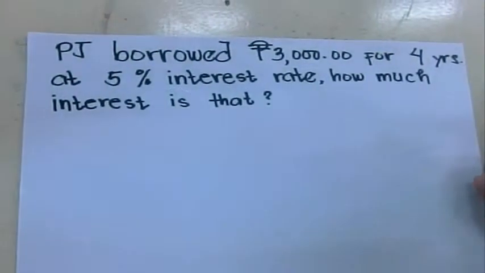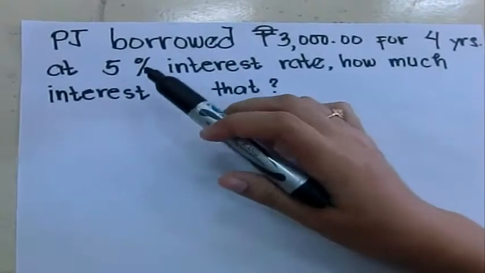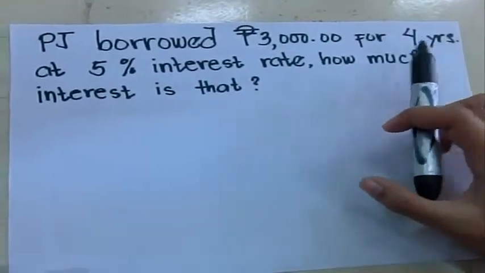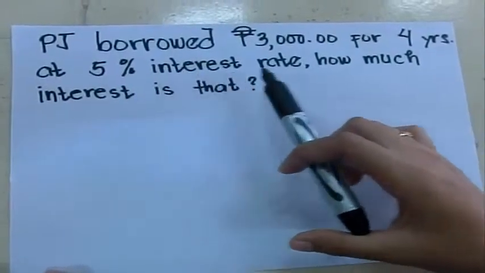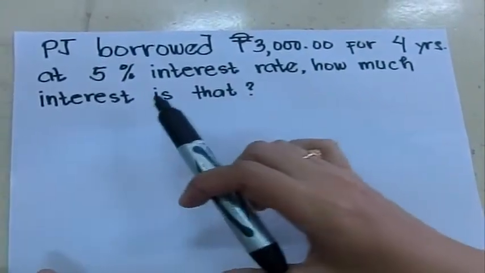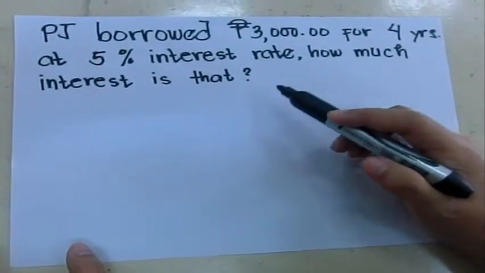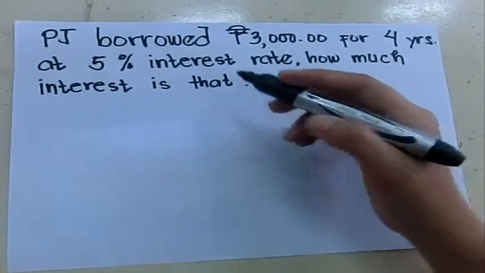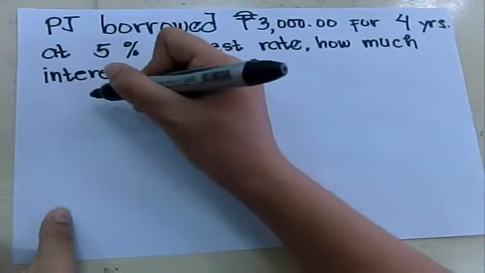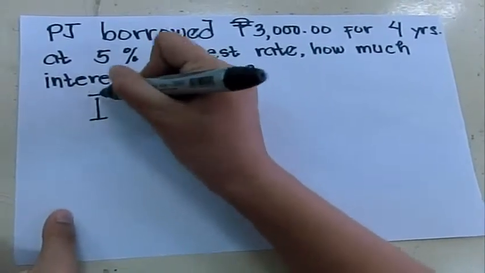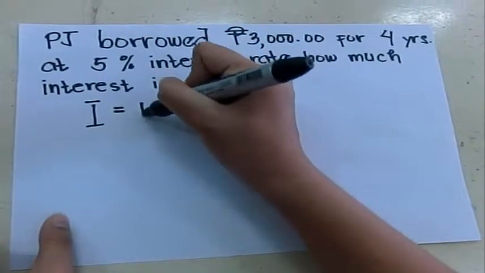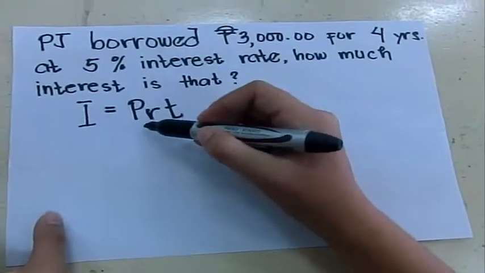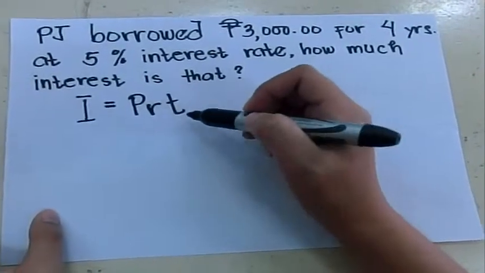Now let us have an example. PJ borrowed 3,000 pesos for 4 years at 5% interest rate. How much interest is that? To solve this, we are going to use the formula for the simple interest, which is I is equal to PRT, or the principal times rate times time.